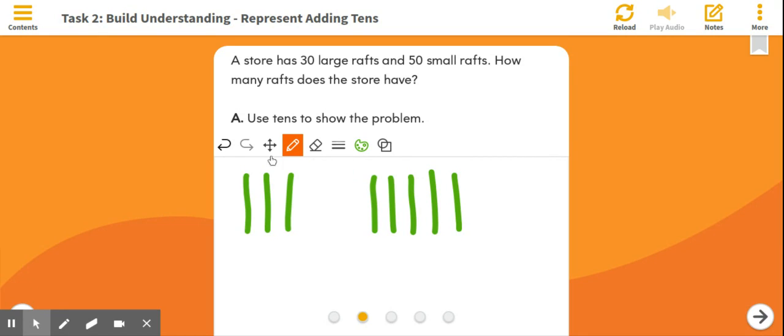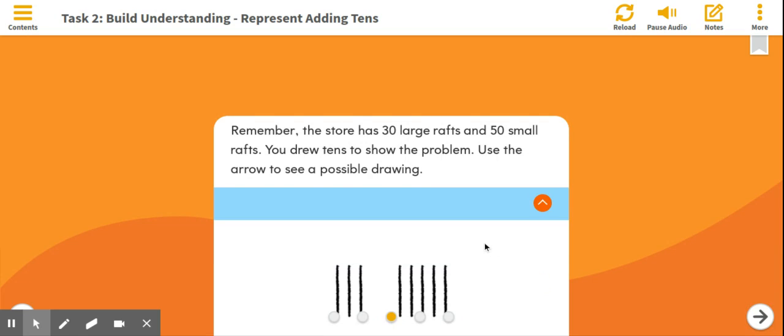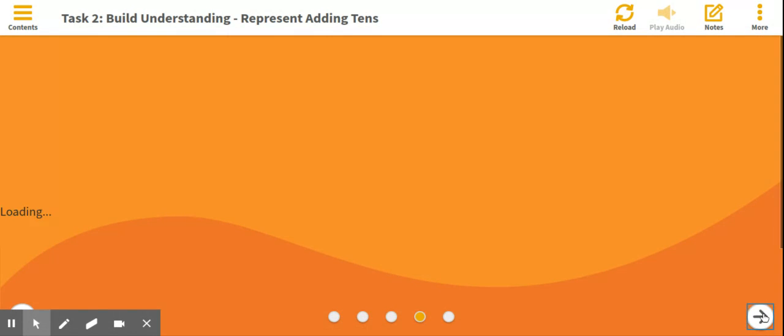So that's our drawing. We've got 3 tens, which is the same as 30. We've got 5 tens, which is the same as 50. Are you noticing that the 3 in the front of the 30 tells me the number of tens? The 5 at the beginning of 50 shows me the number of tens. The 0 actually means that there are 0 ones. Notice I'm not using any of the little dots. No extras this time around, just tens. So remember, the store has 30 large rafts and 50 small rafts, and our quick picture looked just like that.